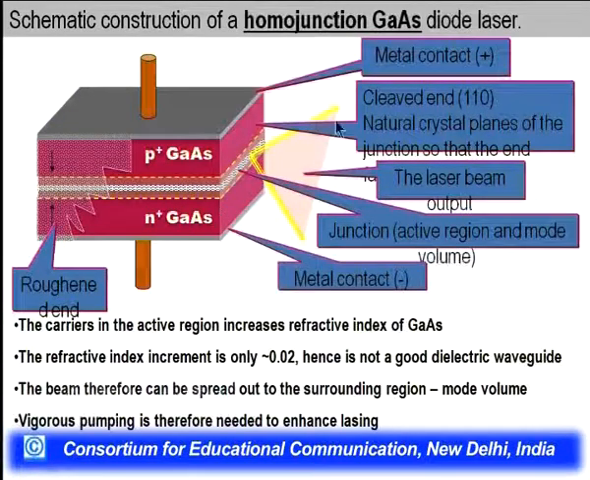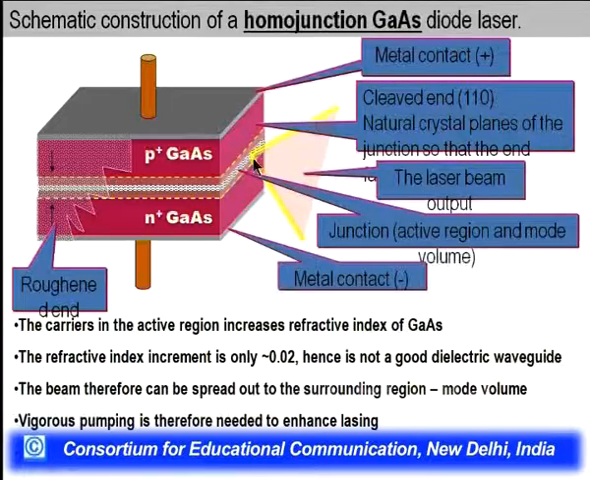Now we see the schematic diagram of the homojunction GaAs, gallium arsenide, diode laser. Here we see this is P plus gallium arsenide, and this is N plus gallium arsenide. This side is roughened, and the upper part is the cleaved end, and the metal contact, here we have plus for the P and negative for the N, minus for the electrons. The cleaved ends are the natural 110 cleavage planes of the junction, so at the end we can get the output of the laser. That part is the roughened, as we already discussed, this is used for the cavity, and we can say this is a form of the cavity.